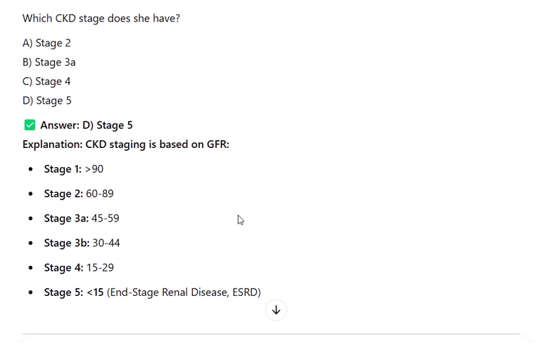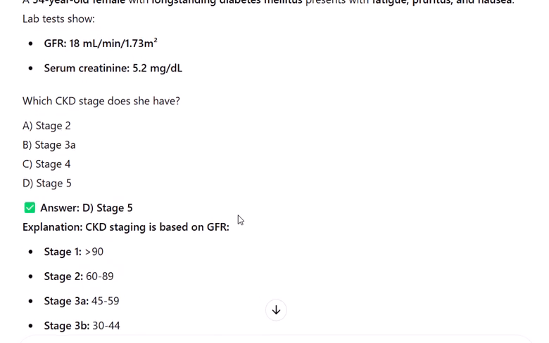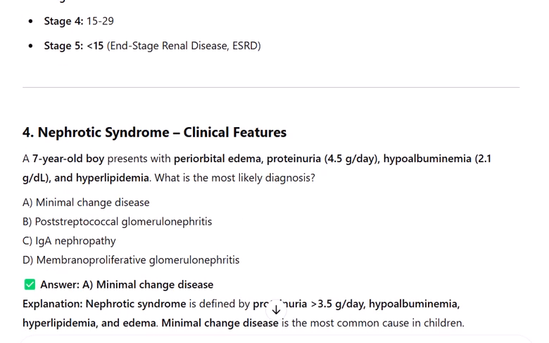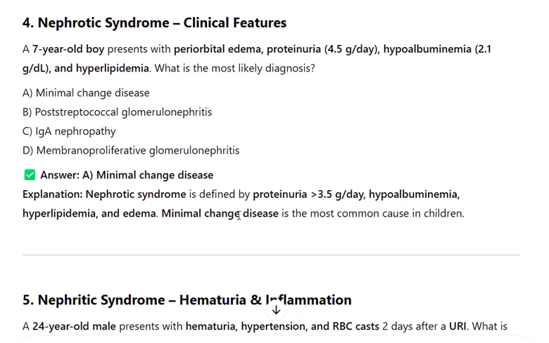4. Nephrotic syndrome, clinical features. A 7-year-old boy presents with periorbital edema, proteinuria 4.5 grams per day, hypoalbuminemia 2.1 grams per deciliter, and hyperlipidemia. What is the most likely diagnosis? A. Minimal change disease. B. Post-streptococcal glomerulonephritis. C. IgA nephropathy. D. Membranoproliferative glomerulonephritis. Answer A. Minimal change disease. Explanation: Nephrotic syndrome is defined by proteinuria over 3.5 grams per day, hypoalbuminemia, hyperlipidemia, and edema. Minimal change disease is the most common cause in children.